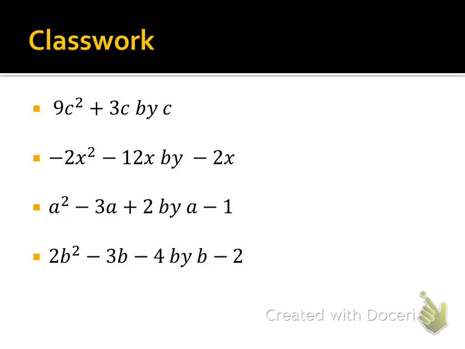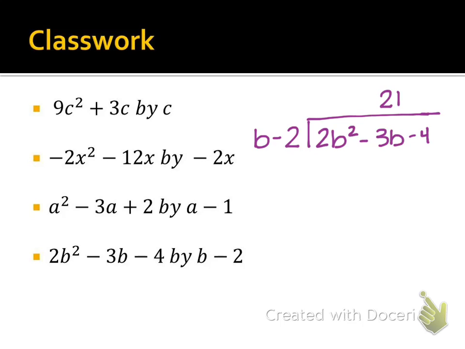Reese, set it up for me. Very good. All right, Riley, what would I do now? Multiply. Okay, I need to multiply by 2b. And where am I going to line that 2b up with? Over the negative 3b. Very good.